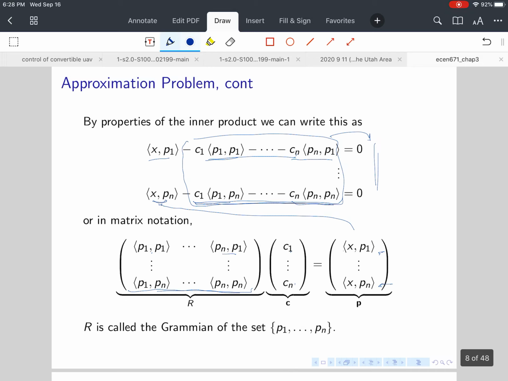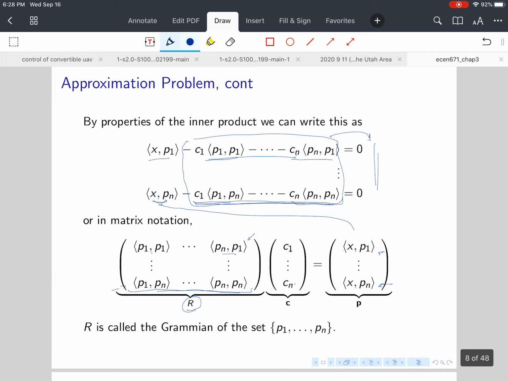So if we define this matrix here, this matrix R is essentially the cross inner products of all of these elements: P1 with P1, on the diagonal we'll have P2 with P2 down to Pn with Pn, and then the first row will be the inner product of all the vectors with P1, down to the nth row, all the vectors with Pn. And this matrix R is a very important matrix.